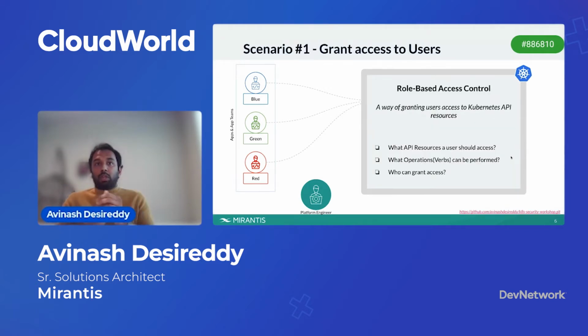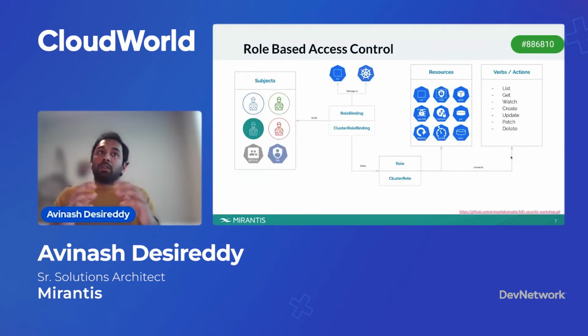Talking about the first one, in order to give access to these three teams without impacting each other, this is primarily required. We have multiple application groups with their own security requirements. So RBAC comes into the picture. RBAC enables you to configure fine-grained and specific sets of permissions on how users can access different Kubernetes objects.